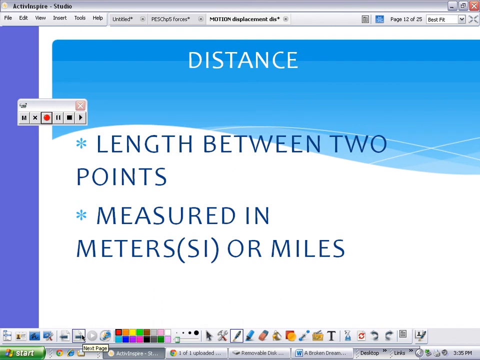Distance is the length between 2 points, measured in meters or miles. We usually stick with meters because we are talking about science and we use SI units. So there's a difference though, when we're talking about distance and displacement. When I talk about distance, I can tell you that I live 3.2 miles from the school. Now that is the distance I would take driving in my car on the road to get to my house.